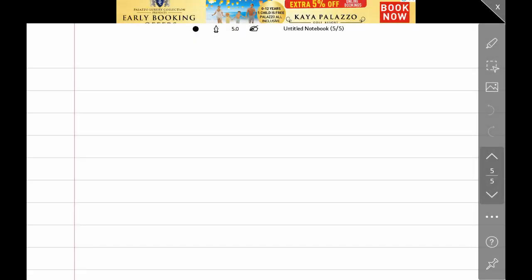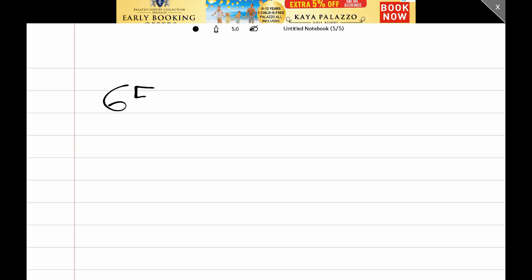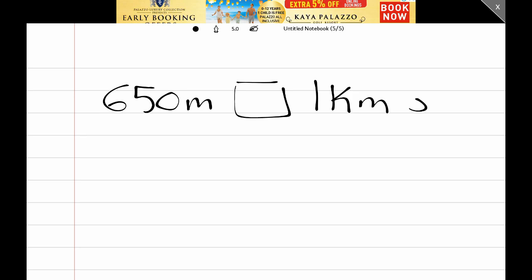Now, if I asked you to compare 650 meters or 1 kilometer, 800 meters, which is bigger? Well, obviously here there are no kilometers and it is only 650 meters, which is less than 1 kilometer. So this one is greater, right? Okay.